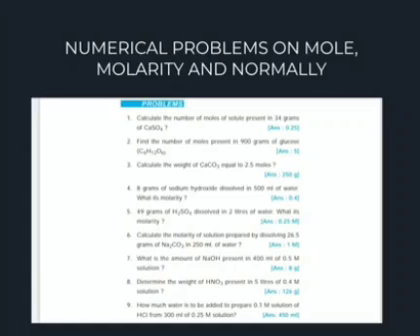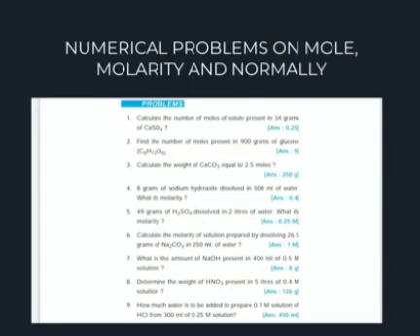Fourth problem, 8 grams of sodium hydroxide dissolved in 500 ml of water. What is its molarity? Fifth problem, 49 grams of H2SO4 is dissolved in 2 liters of water. What is its molarity? Sixth problem, calculate the molarity of solution prepared by dissolving 26.5 grams of sodium carbonate in 250 ml of water.